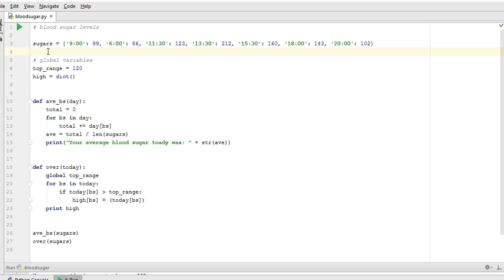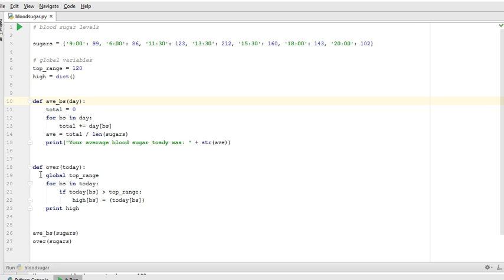So I have two functions created in here. The first function is just going to get the average blood sugar for the day, because I've basically passed in a day's worth of blood sugars. So I've initialized total as a variable equal to 0, and then for blood sugars in the day, total plus equals day BS. So it's going to add each of these values together. And then I'm going to determine the average to equal the total divided by the length of the sugars dictionary. And that will count each pair. And then it will print your average blood sugar today was plus a string version of the average value.